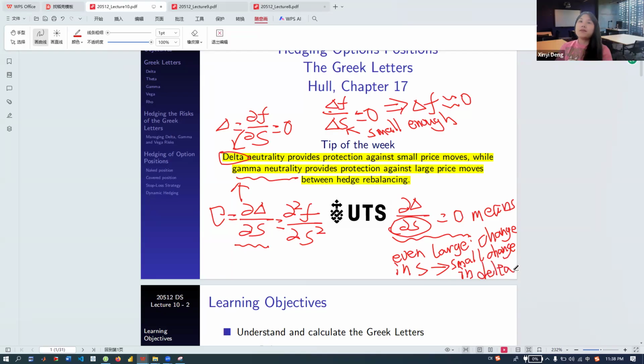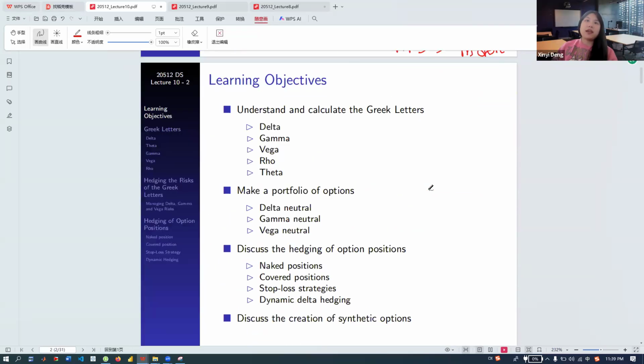So once we make our portfolio both delta neutral and gamma neutral, then our rebalancing frequency can be lower than the delta neutral only strategy, since for the portfolio with gamma neutral as well, the changes in delta won't be that large. Yeah, that's an explanation of the tip of the week here.